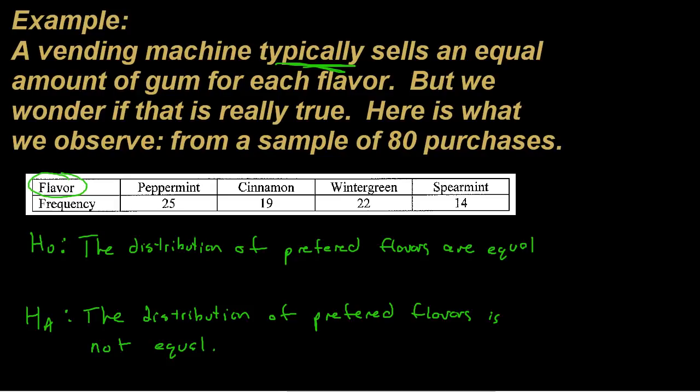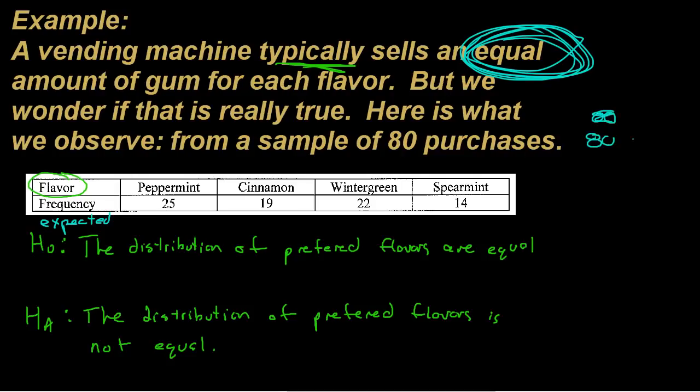So these are what we observed, right? This is what we observed of 80 purchases. And we first have to understand what's expected. So I'm going to make a little row underneath here called what's expected. Now, what's expected was that they were equal. So if you have 80 purchases, and you divide that by 4 flavors, you should be getting 20. I should have 20 people that bought peppermint, 20 that bought cinnamon, 20 that bought wintergreen, and 20 that bought spearmint. So that's the idea: I expected 20 of each, because that's what equal means. But I saw something different.